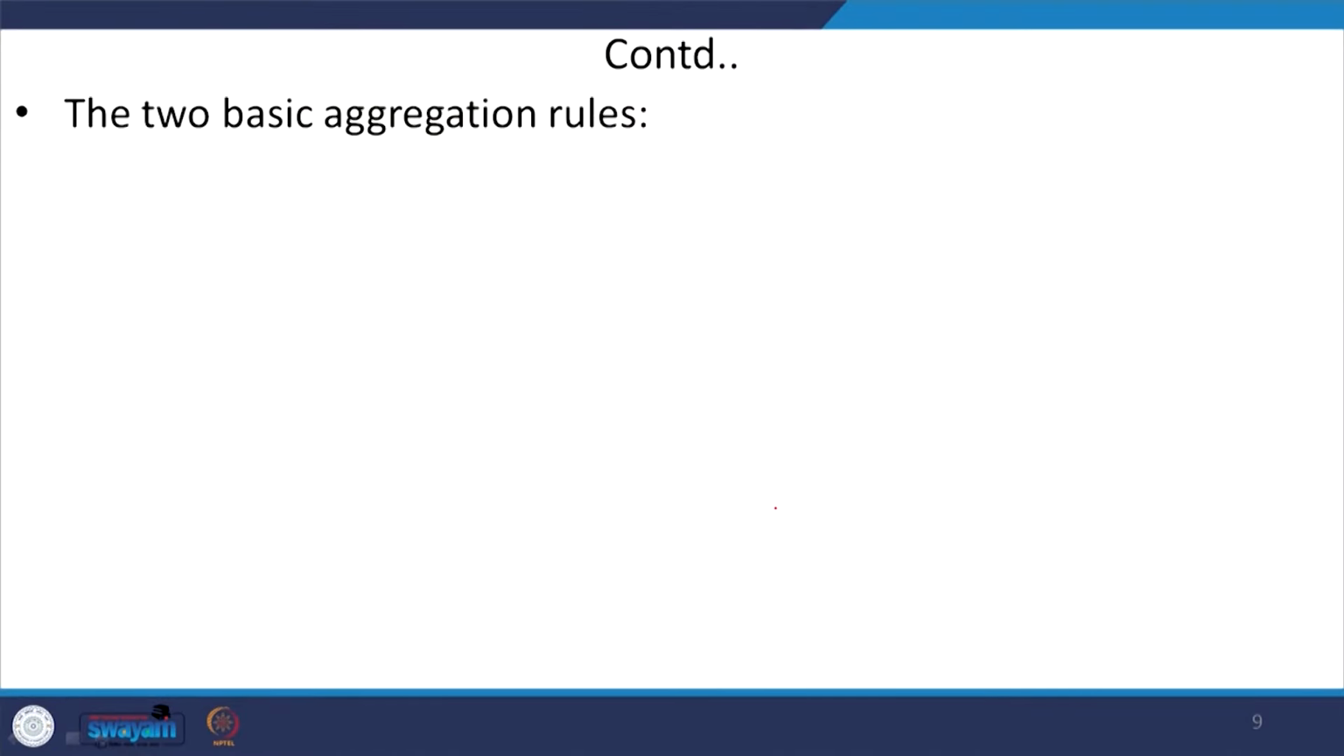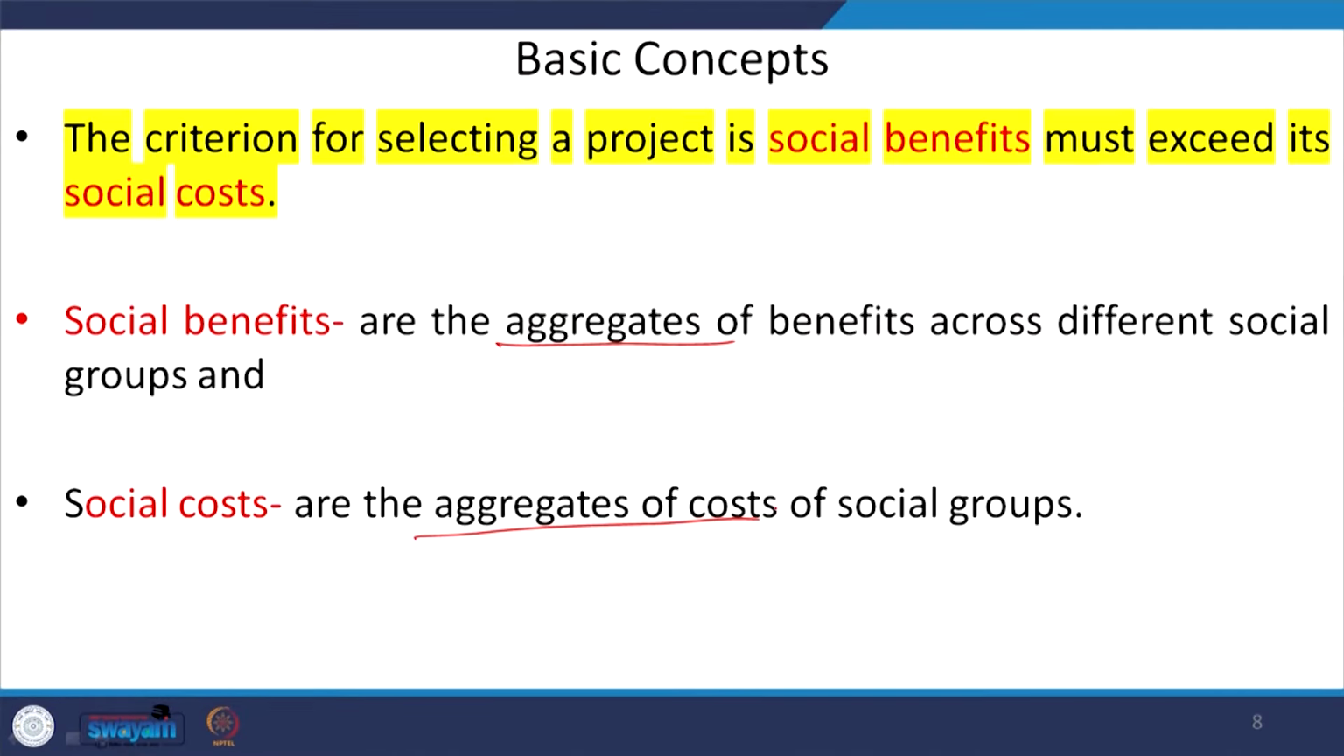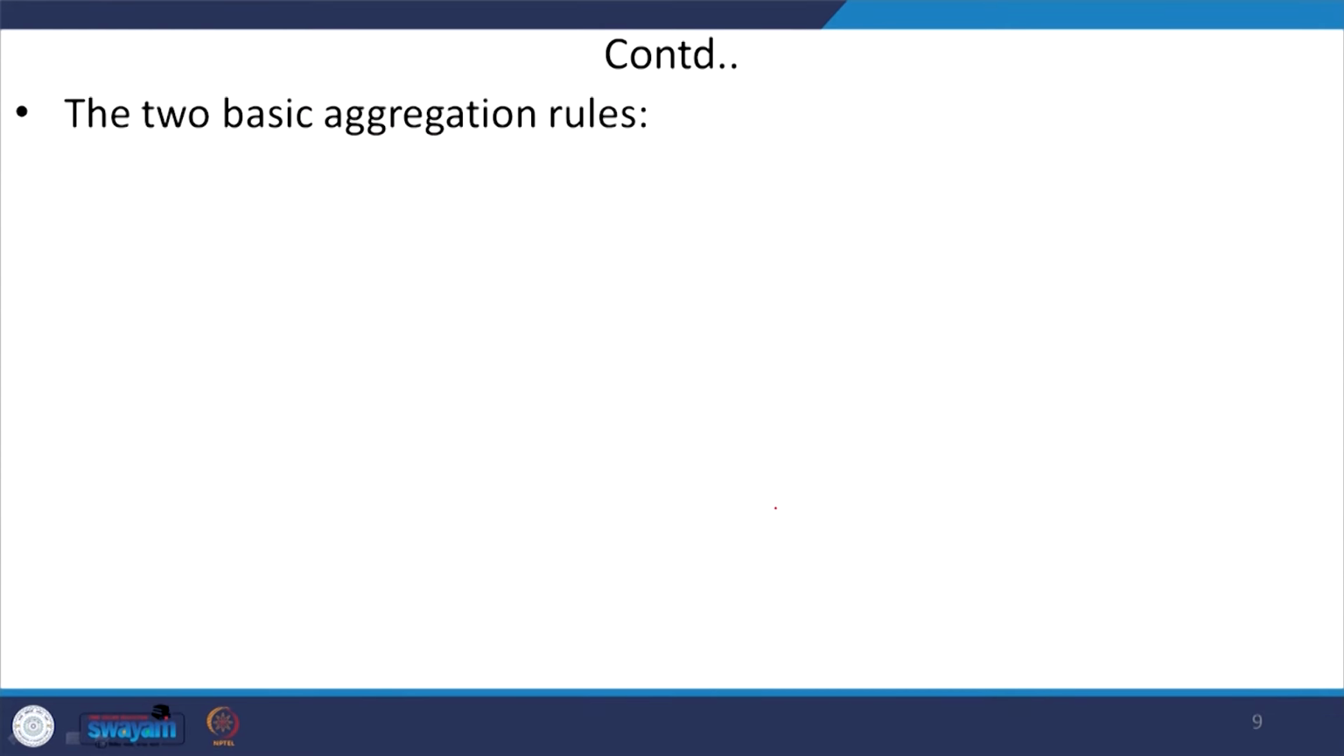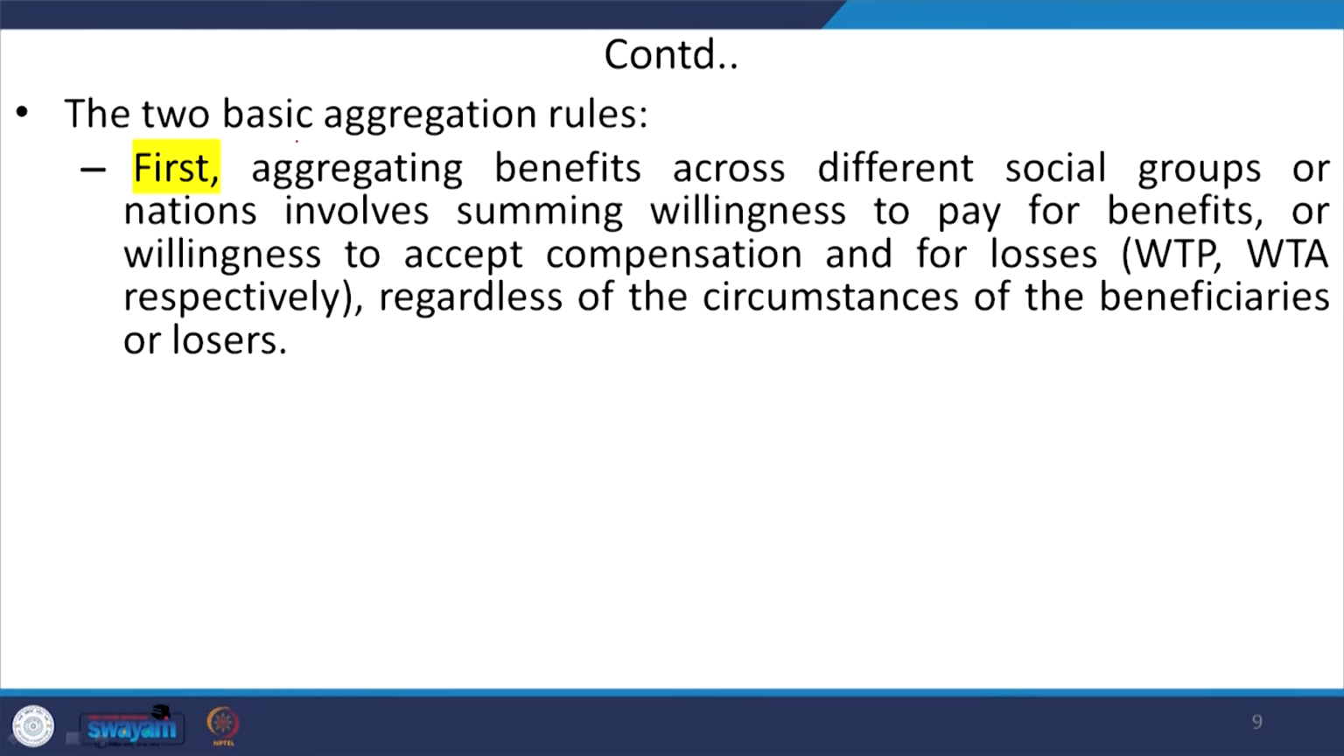And because of this understanding of social cost and social benefits, we also have in this cost benefit analysis two basic aggregation rules. How to aggregate the social cost, or how to find the social cost and how to find the social benefits, because we are saying we are following the aggregation rule. So, what are these two basic aggregation rules we are following?